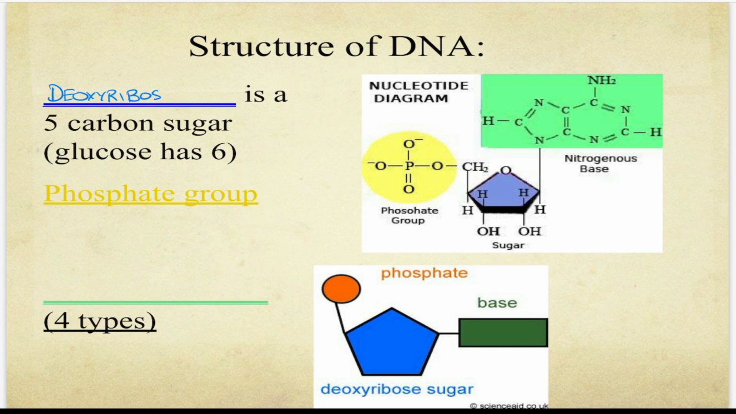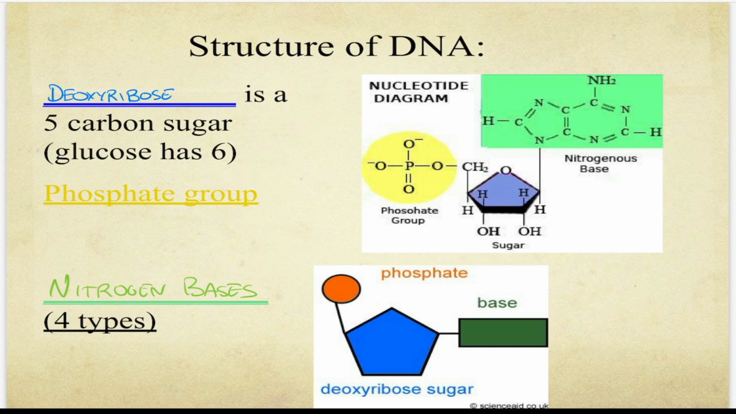It is a sugar that has 5 carbons. Glucose has 6, so don't be confused by it. But that is the main component of the part of it is the sugar. In yellow, so right here and right kind of an orangish yellow there, we have our second piece, which is the phosphate group. And then in green, right here and right here, we have what we call one of 4 nitrogen bases. So those 3 pieces put together makes a nucleotide. Nucleotides chain together to make actual DNA.